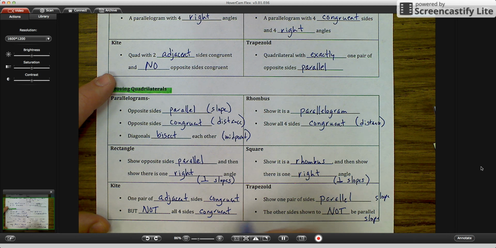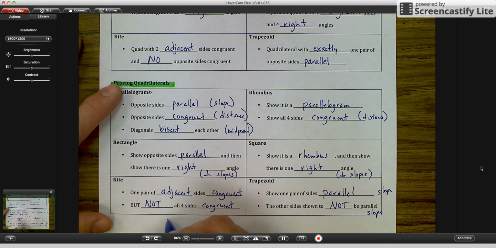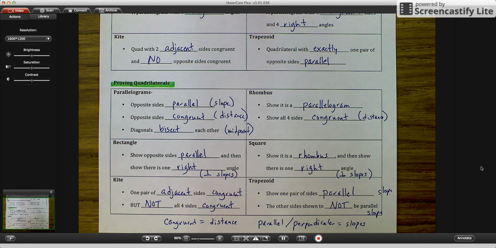Okay, whenever you see congruent means distance. Parallel, perpendicular means slopes. Okay, and I'll write that down here for you. Congruent means distance. Parallel or perpendicular means slopes. Okay, so this is your basics. I hope that helps. And get ready for part 2 of proving quadrilaterals.